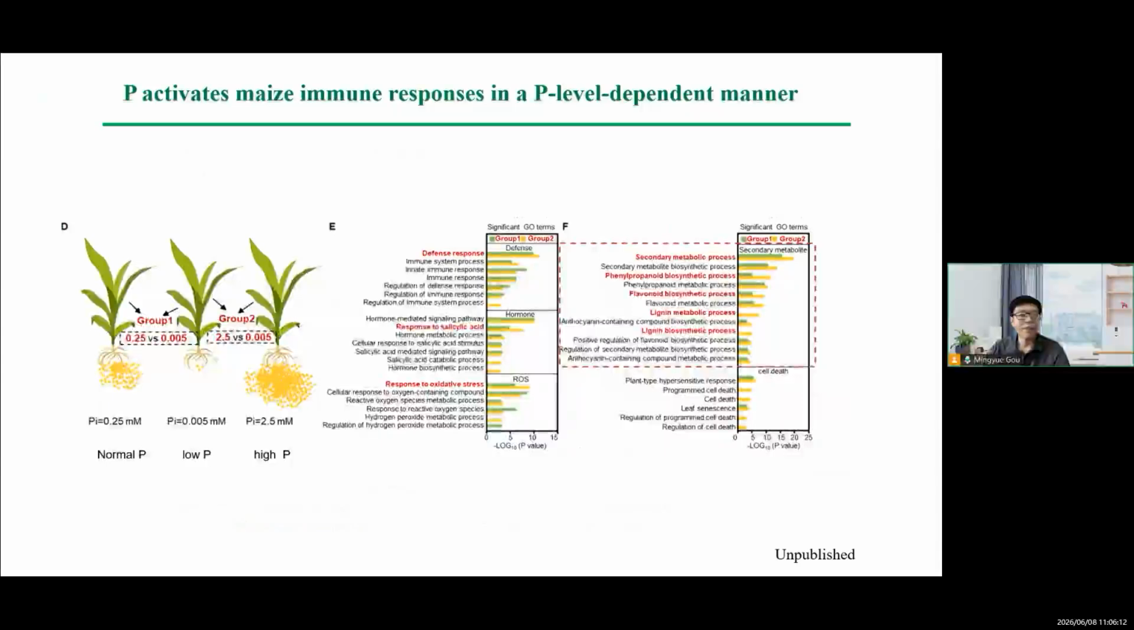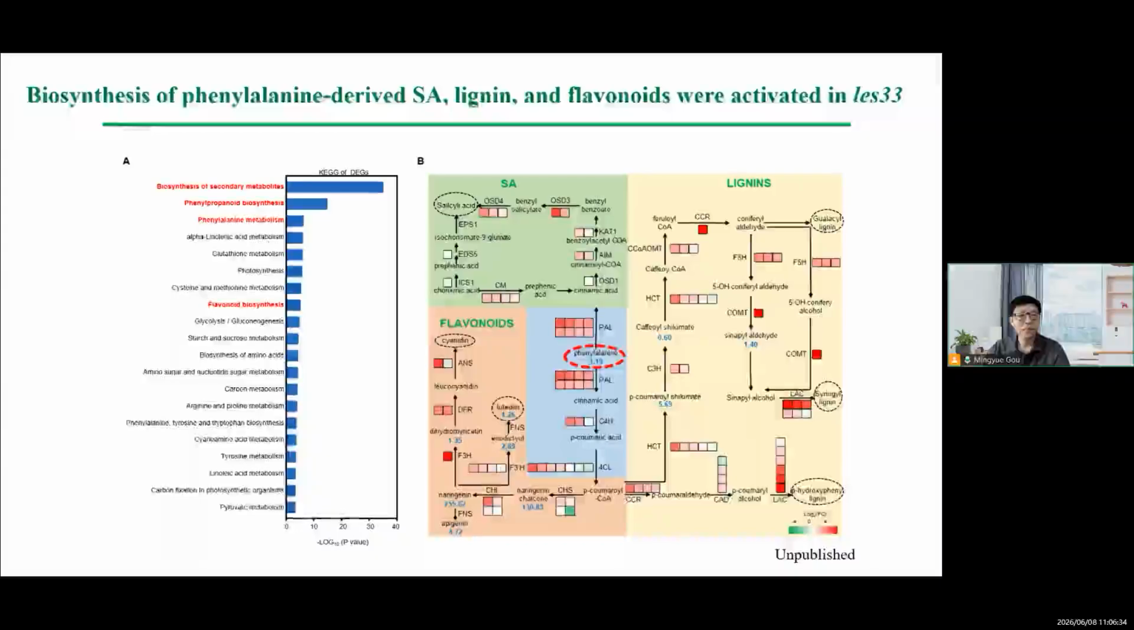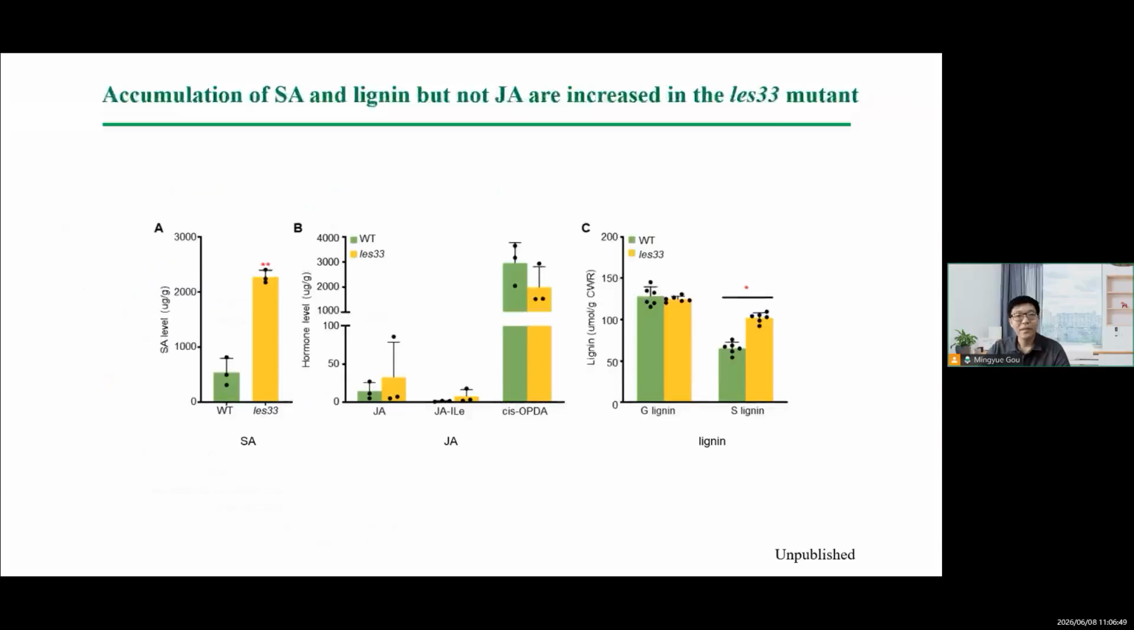To examine if phosphate could induce maize defense response, we treated maize seedlings with different concentrations of phosphate in a hydroponic system. By RNA-seq analysis, expression of defense-related genes was activated by phosphate application in a phosphate level-dependent manner. Among them, genes involved in phenylalanine-derived salicylic acid, lignin, and flavonoid biosynthesis were mostly activated in NAS33. Consistently, the accumulation of SA and S-lignin, but not JA, is increased in NAS33.